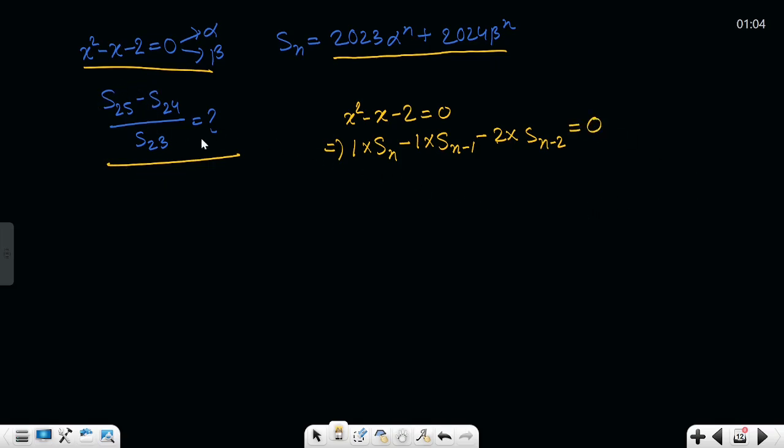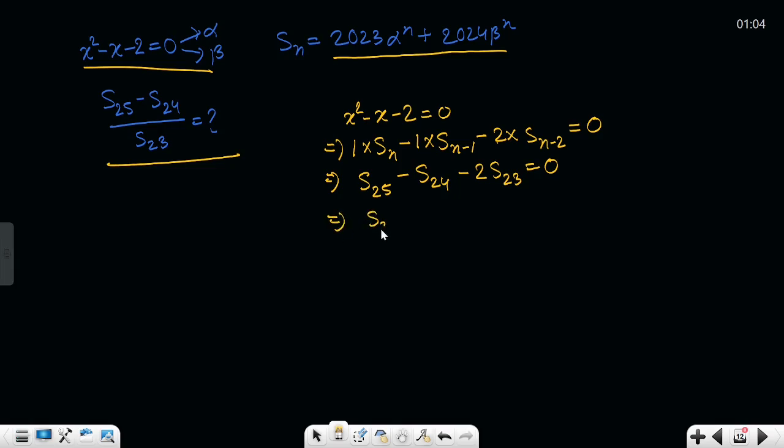Now we need to find the value of this (S25 minus S24) by S23. Now if you notice, if we put n equal to 25, we will get 25, 24, 23, consecutively. Let us put it. So we will get S25 if we put n equal to 25 here, minus S24 minus 2S23, right, equal to 0.